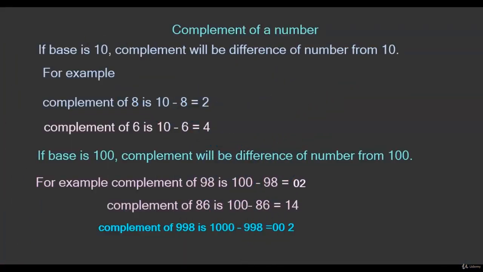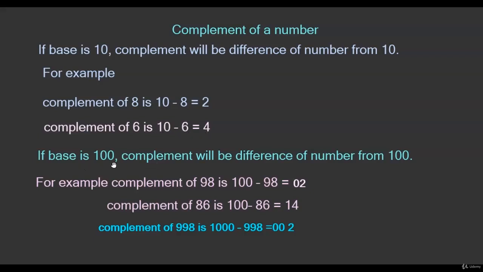But before proceeding, let's try to understand the concept of complement of a number again. If base is 10, then complement will be the difference of the number from 10. For example, complement of 8: because 8 is a single digit number, we take the base as 10, and the difference of 10 and 8 gives us the complement of 8. So complement of 8 is 2. Similarly, complement of 6 is the difference of 10 and 6, that is 4.